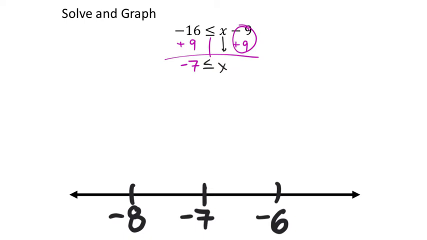And I see that the symbol is it's equal to the x. So at -7, I'm going to have a closed circle there. And this one is eating the x, which means the line will go to the right. Okay. So that means everything, every number, including -7, but everything to the right of -7 on the number line will make the original inequality a true statement.